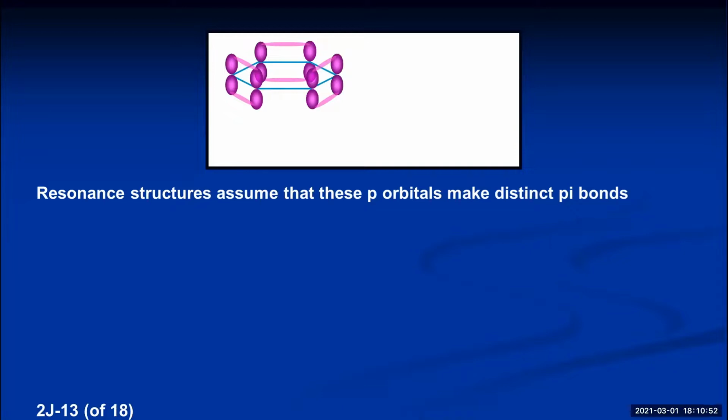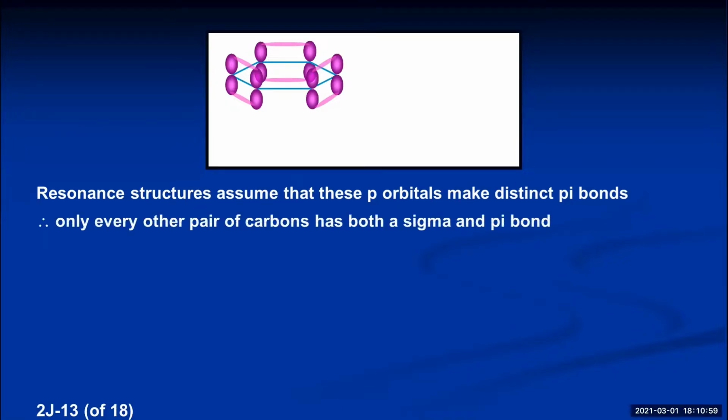But the other resonance structure is just assuming that different sets of p orbitals are making the pi bonds. So right now it looks like only every other pair of carbons has both a sigma and pi bond. And in the other resonance structure, you're just saying that different sets of carbon atoms make pi bonds and different sets of carbon atoms don't have pi bonds. These are what the two resonance structures indicate, and neither of them is correct because we think the real molecule is the average of those two.